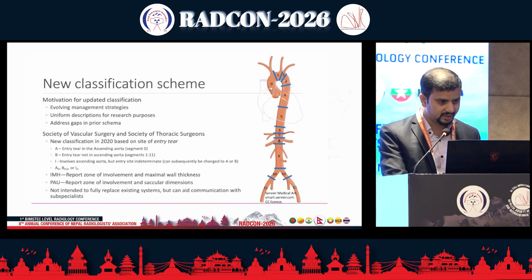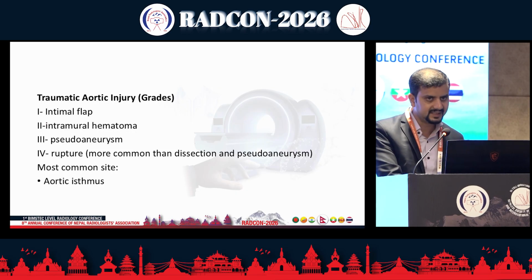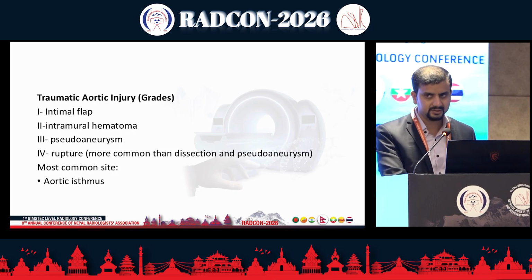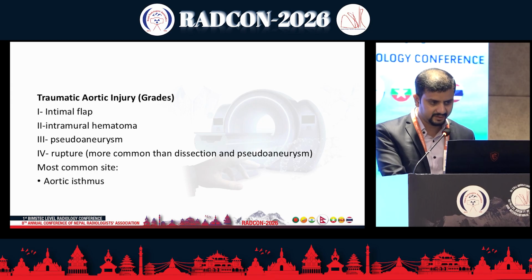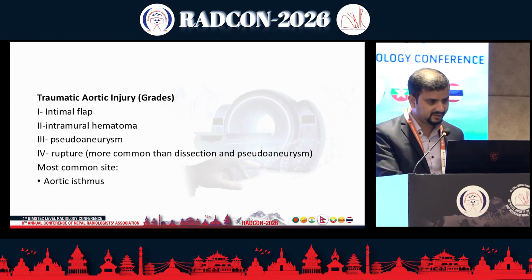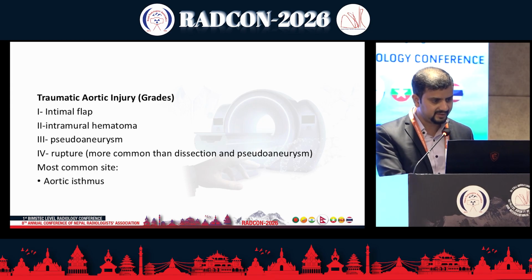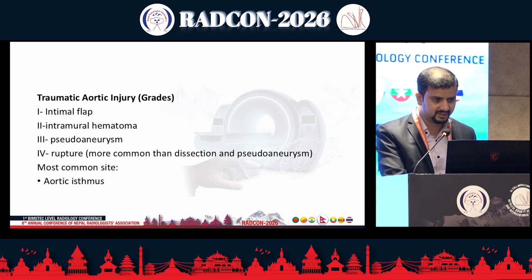Now, shortly about aortic injury. The imaging findings are similar, but how is it graded? Only the presence of an intimal flap is grade 1. The presence of intramural hematoma is grade 2, pseudoaneurysm grade 3, and rupture is grade 4. But the interesting thing is that rupture, the highest grade injury, is the one most commonly encountered, more common than the other entities, and the most common site is the aortic isthmus.